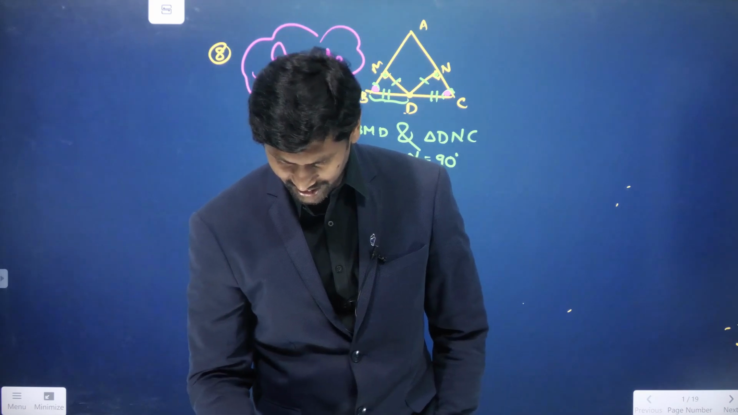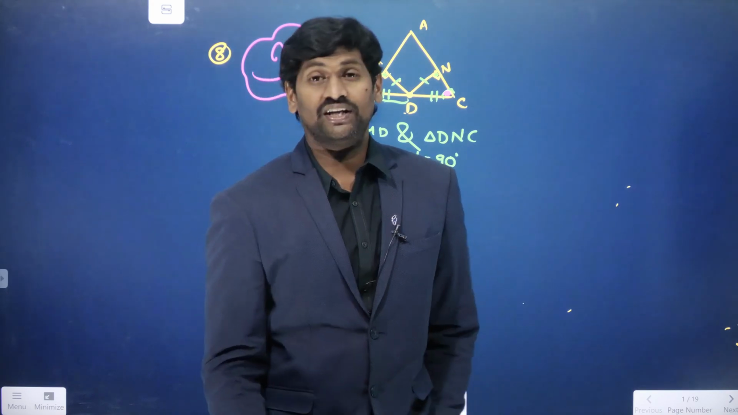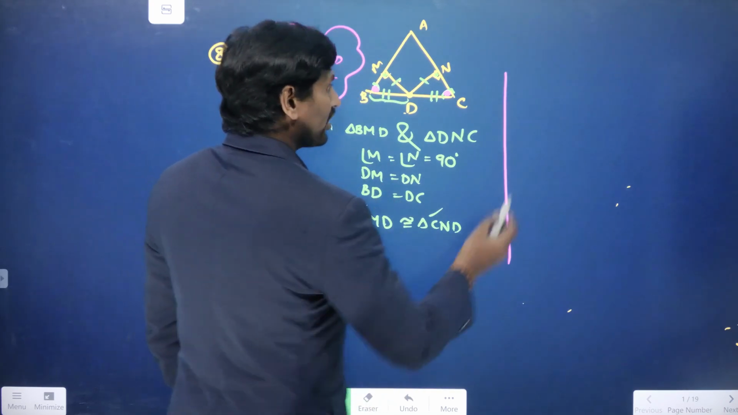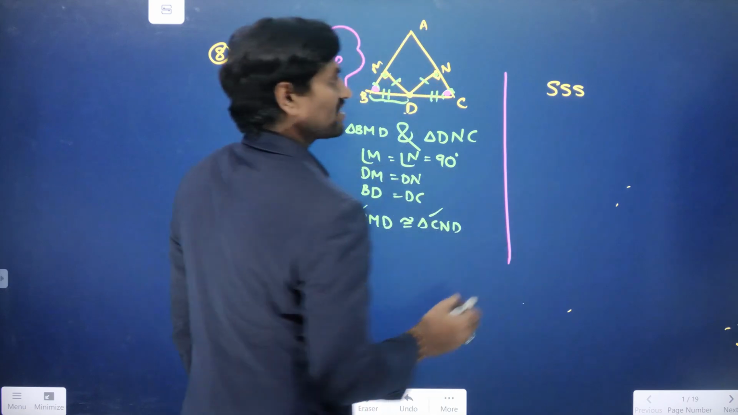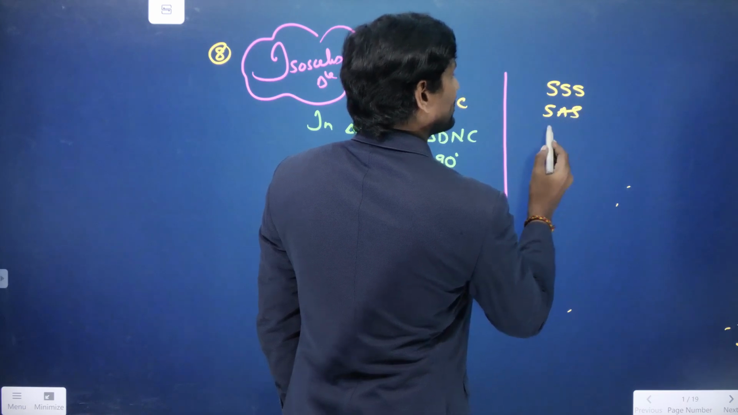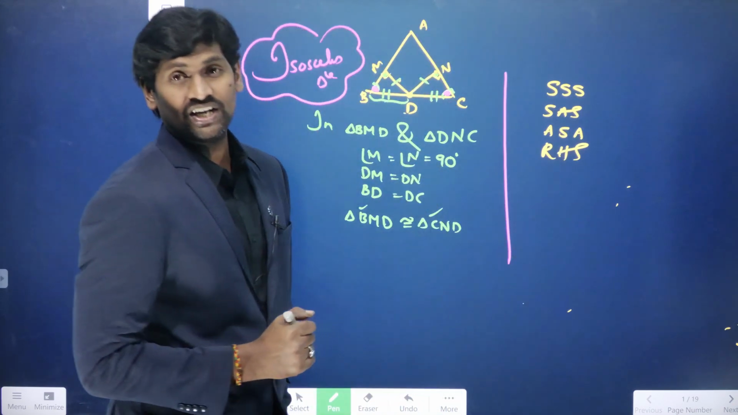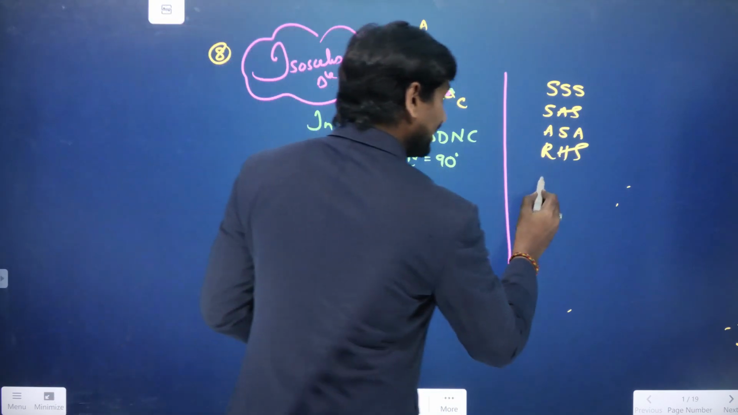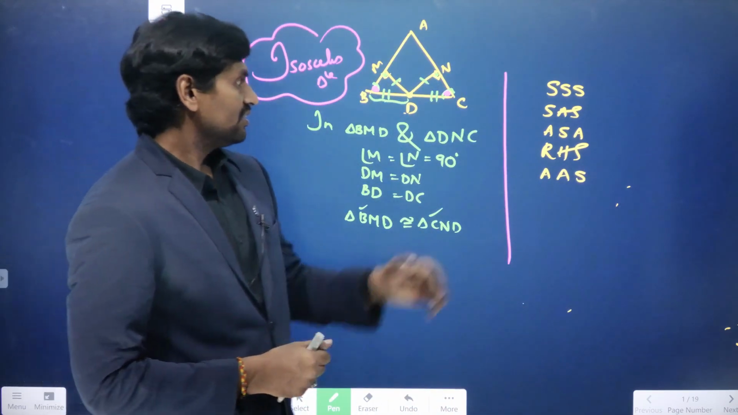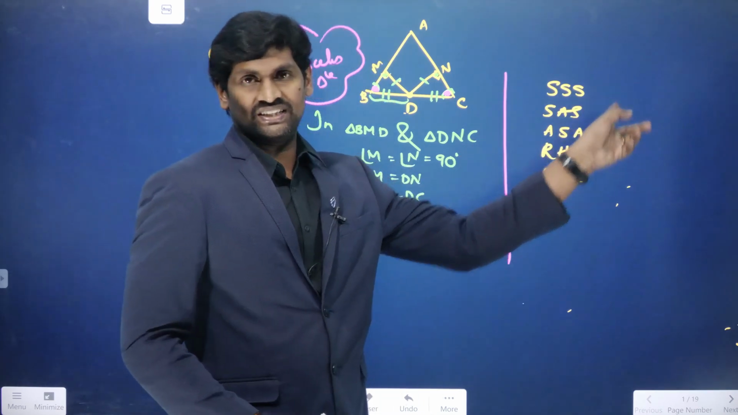That is problem number 9. Which of the following is not a criterion of congruence? We have already discussed some congruent triangle rules. The congruence rules are SSS, side-side-side congruence, SAS congruence, ASA congruence, and RHS. These are the four important congruences. And one more congruence rule is AAS, angle-angle-side. Okay? These are 5 congruence rules. So let us go through the options to see which is not in these congruence rules.